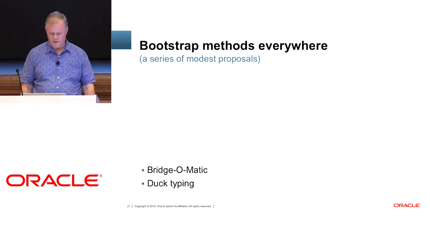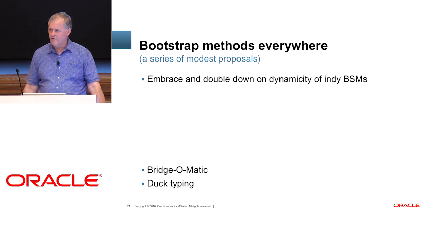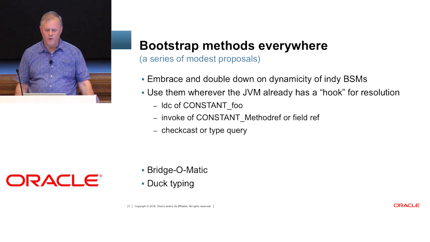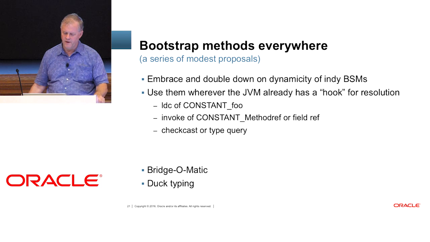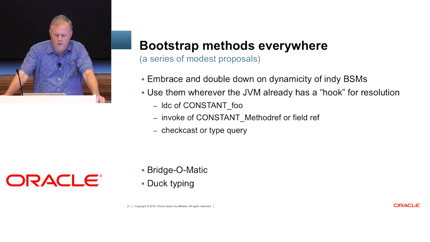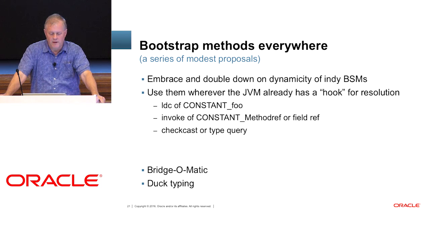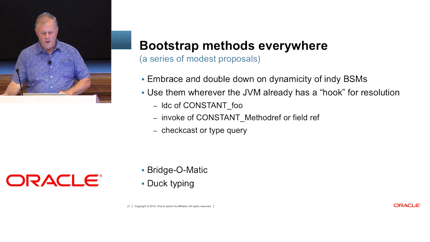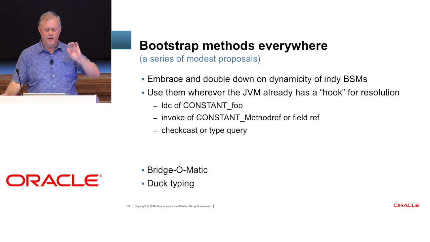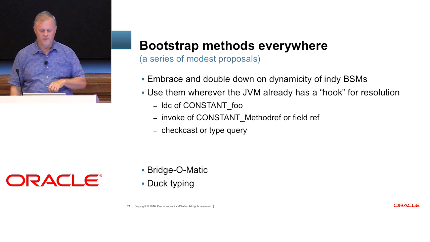That's really weird. Okay, I want to talk about bootstrap methods everywhere. I want to double down on BSMs. I want to use them wherever the JVM already has some sort of a non-trivial hook for resolution. And here are some cases. When I do an LDC of a constant, I want a hook there. When I resolve a constant method ref in my constant pool, I want a hook there. When I do a checkcast or a type query, maybe I want a hook there, although that's a more terrifying thing.